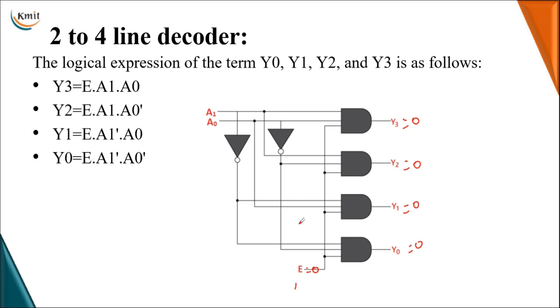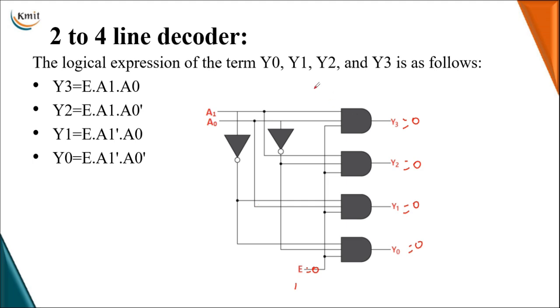Hence, since we connected the enable input as one of the inputs of your decoder, if any input of an AND gate is 0, its output becomes logical 0. So if the enable input is 0, the outputs of all these 4 AND gates become logical 0. Hence no input will be decoded at the output if enable becomes 0.